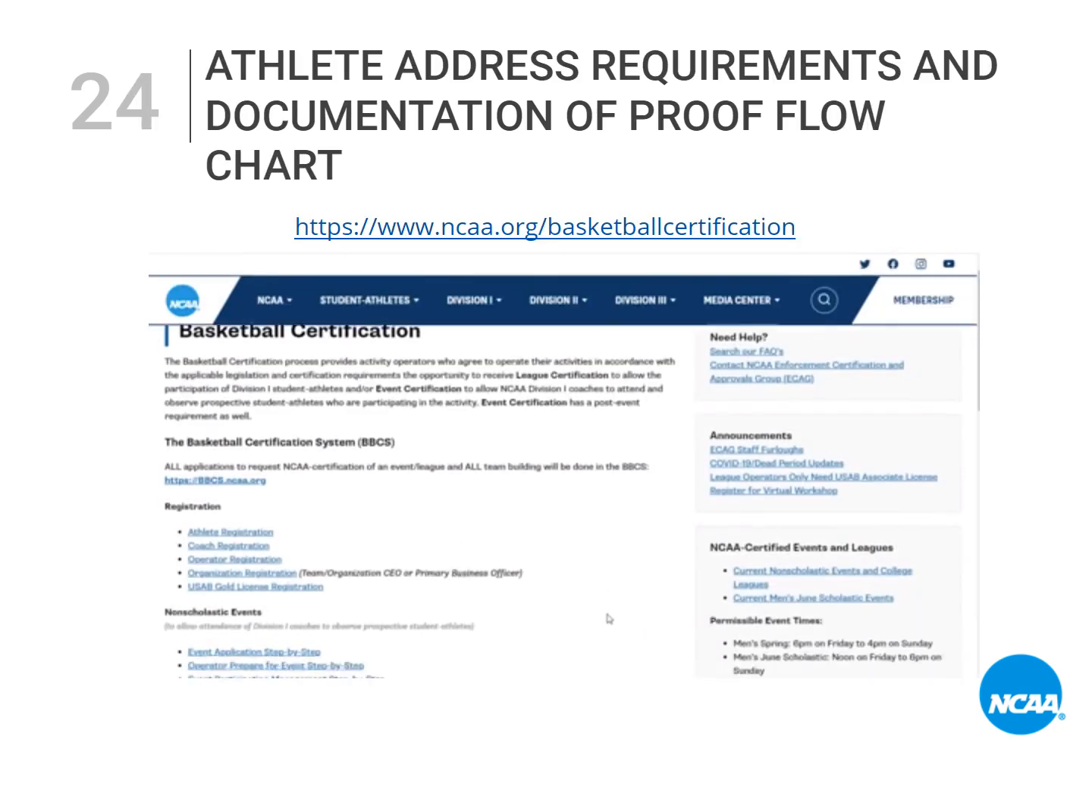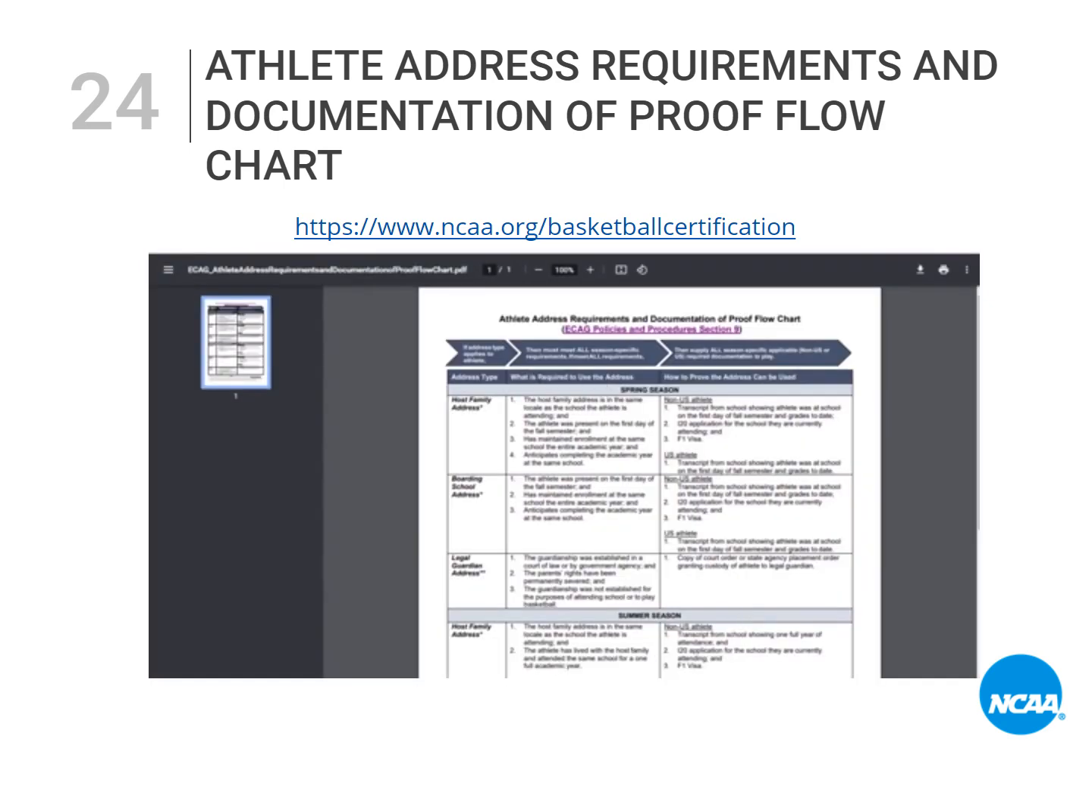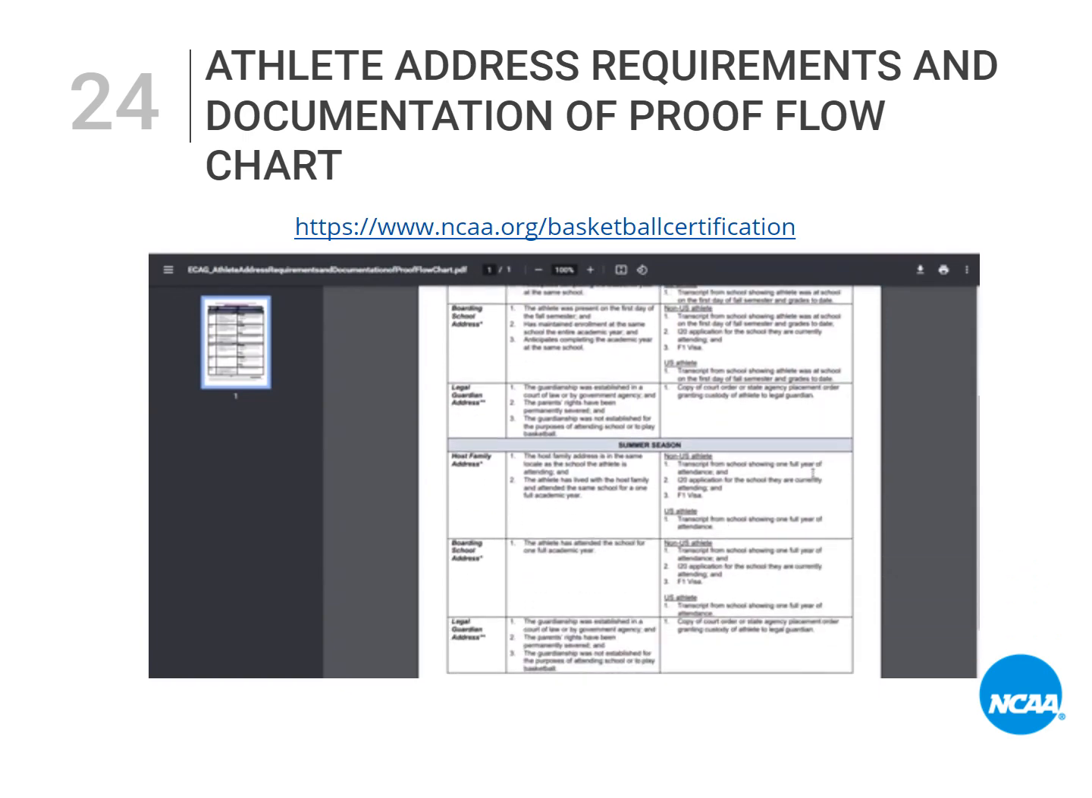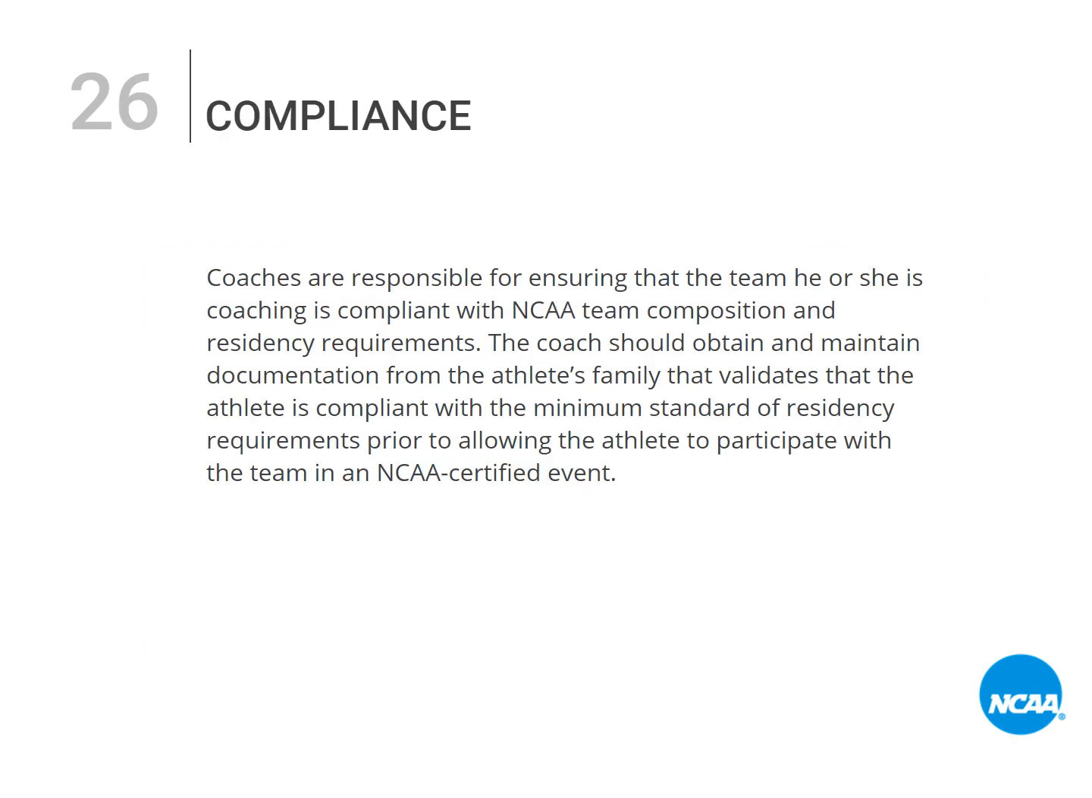The athlete address requirements and documentation of proof flowchart is available to help coaches determine if an athlete's address meets the requirements and what documentation is required to be collected for each address type to prove the athlete's address meets the minimum residency requirement to play with his or her team. When an athlete's circumstances prevent them from meeting the NCAA address requirements to participate with a team, an exception to the residency requirements may be requested.